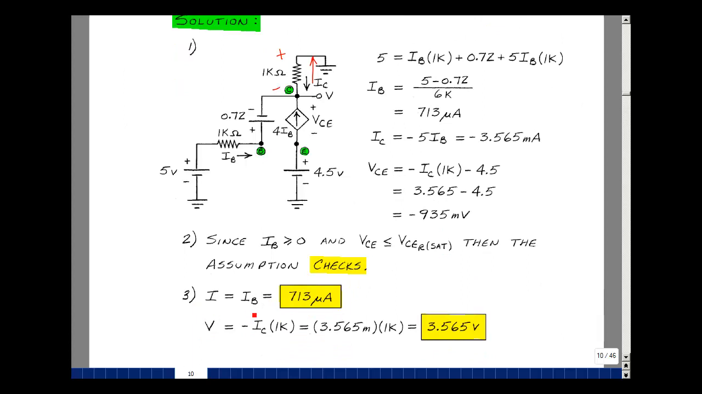The current I is equal to the current IB, it's this current right here, and that was equal to 713 microamps. And the voltage V is going to be equal to the drop across this resistor, which is going to be minus I sub C times 1K. Putting in a minus value here, we get a plus, and the product of those two is 3.565 volts. And this is supplemental problem 3.8.